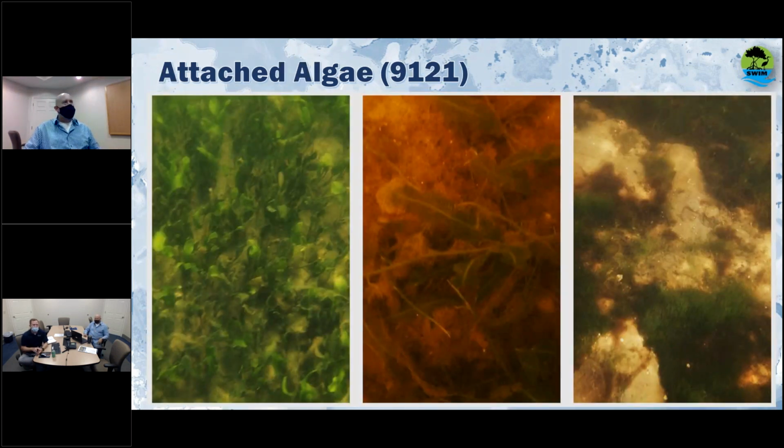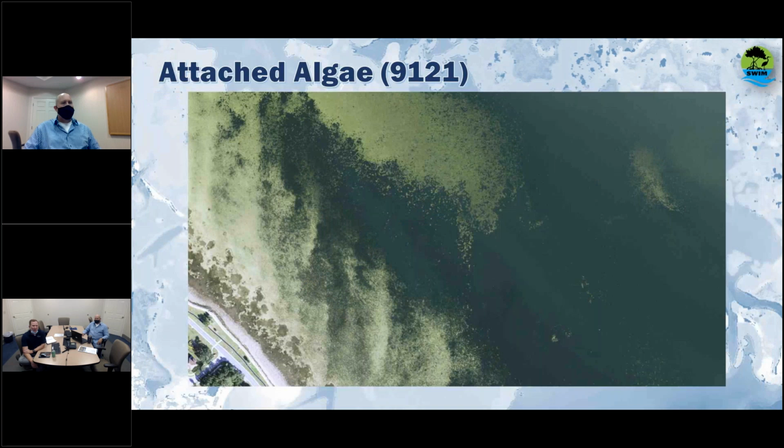And lastly, we have attached algae, Clearwater prolifera. We'll be discussing some of that in Old Tampa Bay, Ceratoloides, and Fastigiata down in Charlotte Harbor. And this is an area off the Interbay Peninsula, just east of MacDill.